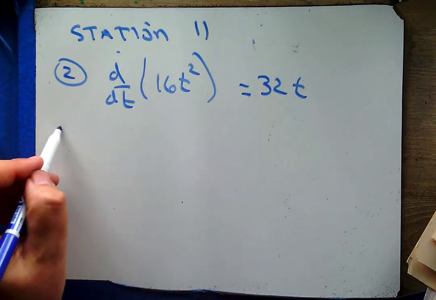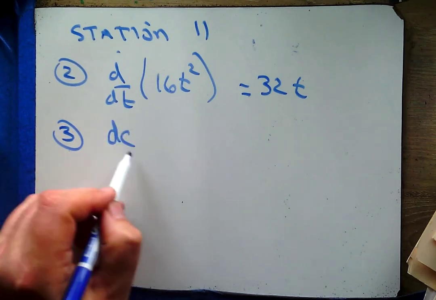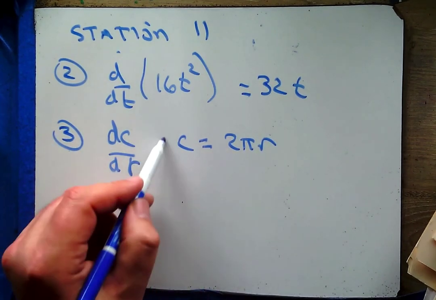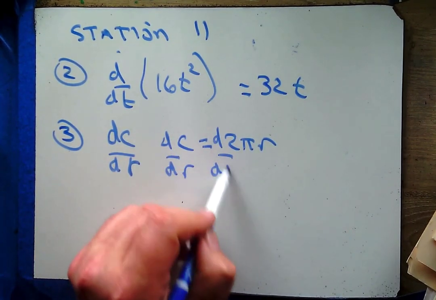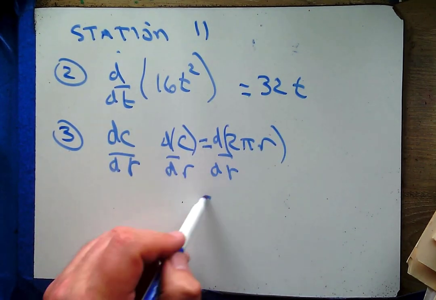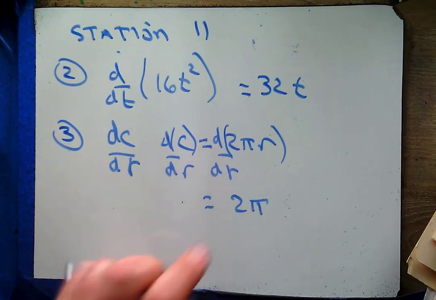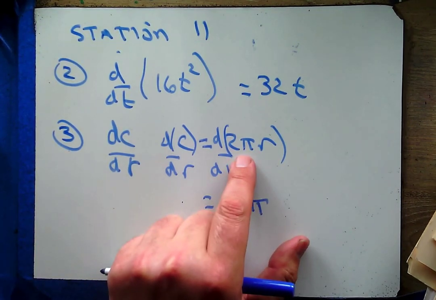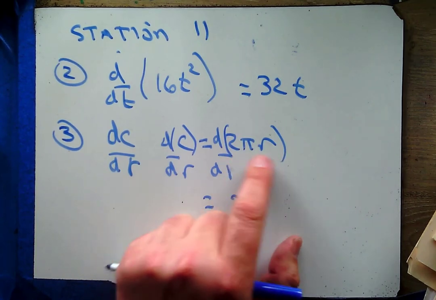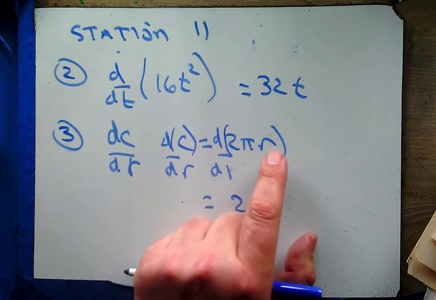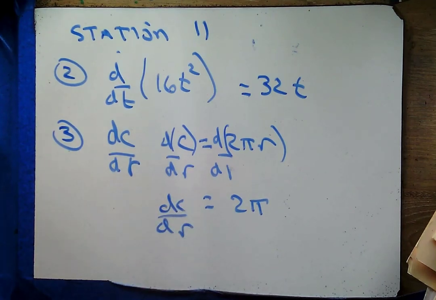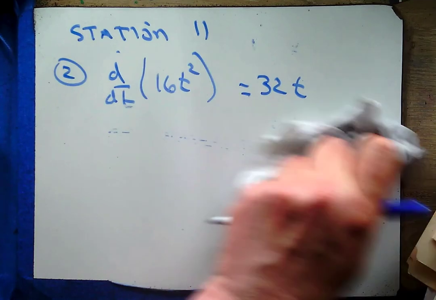This is right. Okay, number 3 says find dC/dr where C equals 2 pi r. Well, that's instructing you to take the derivative of both sides to find it. So if I take the derivative with respect to r, I get 2 pi. This is like a linear equation, y equals 4x: 4 would be the slope, x is the variable in my equation. Well, I have a linear equation here with a constant 2 pi. That's the slope. So that's the rate of change in circumference with respect to change in radius.